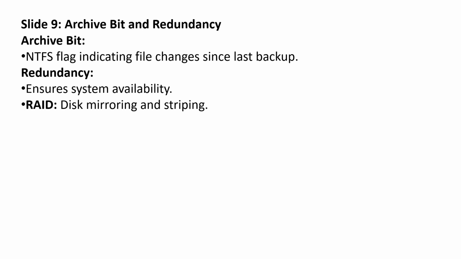Archive bit and redundancy. The archive bit is an NTFS flag indicating file changes since the last backup. Redundancy ensures system availability. RAID: disk mirroring and striping.